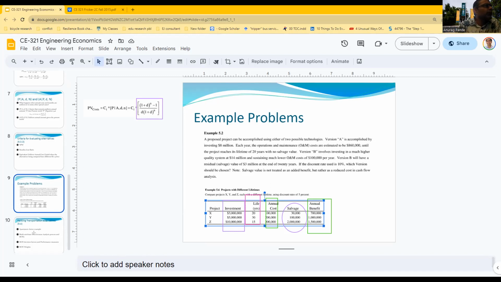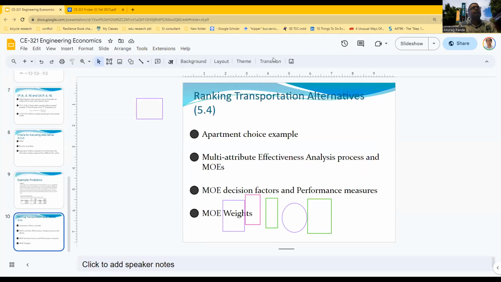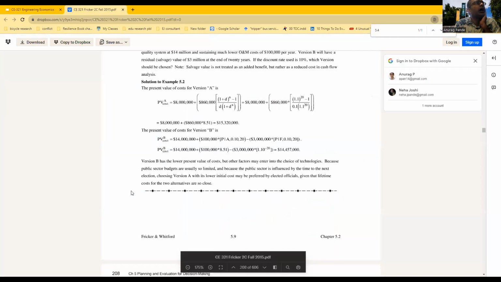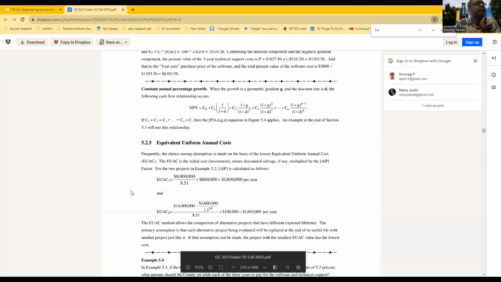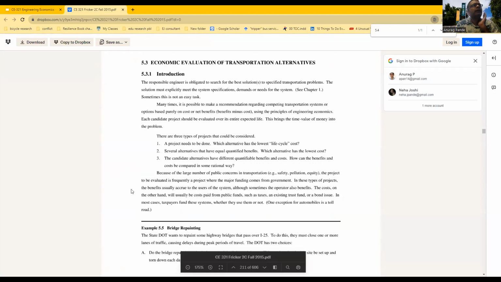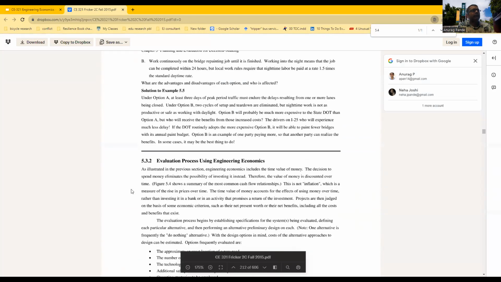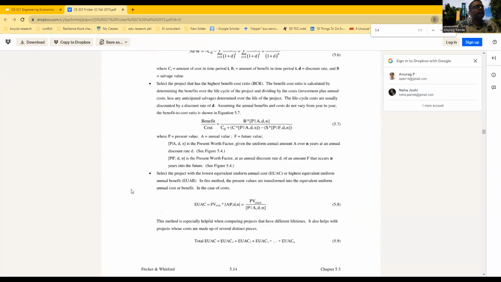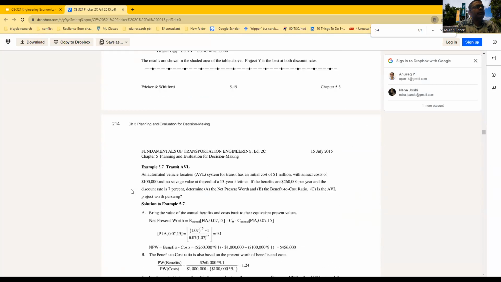And here, one more thing I want to talk a little bit about, the last slide, is that ranking transportation alternatives sometimes becomes a multi-attribute effectiveness analysis process. So we look at different measures of effectiveness, and your textbook does a good job of it by giving you an apartment choice example. So I want to take a look at that just real quick here.